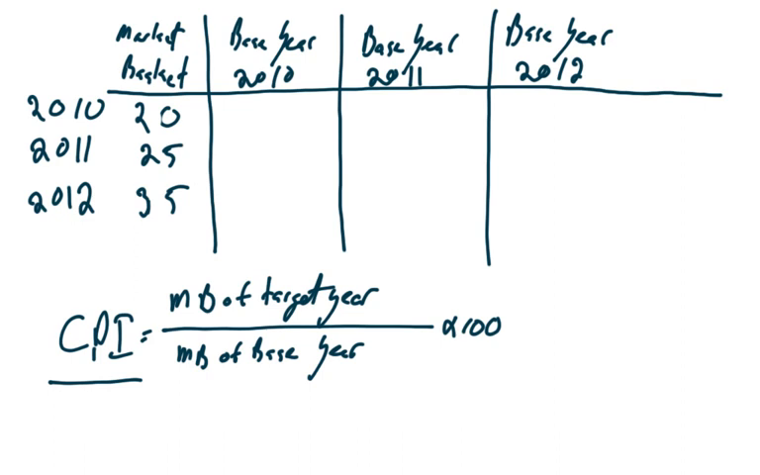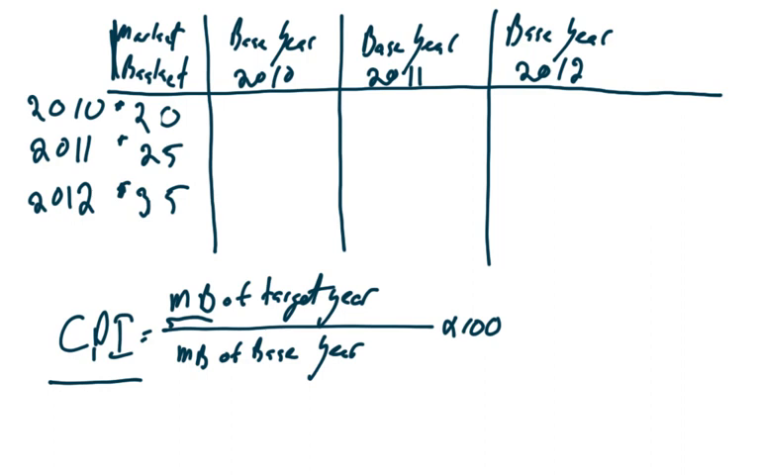All right, so the formula to find CPI is market basket. That's what the MB stands for. It stands for market basket over here. Market basket of the target year over the market basket of the base year times 100, and that should give us our CPI. Now, the market basket is in dollars, right? So that's how we need to think of the market basket.